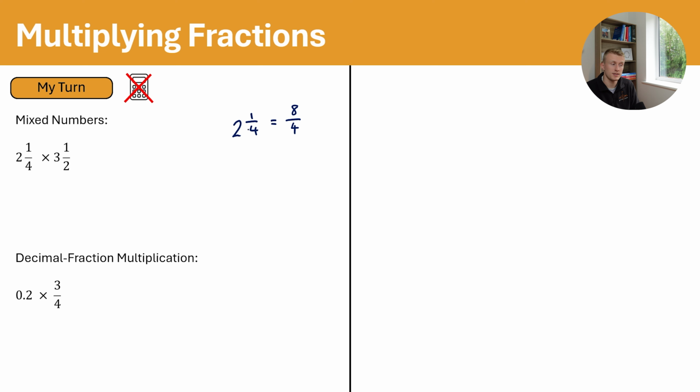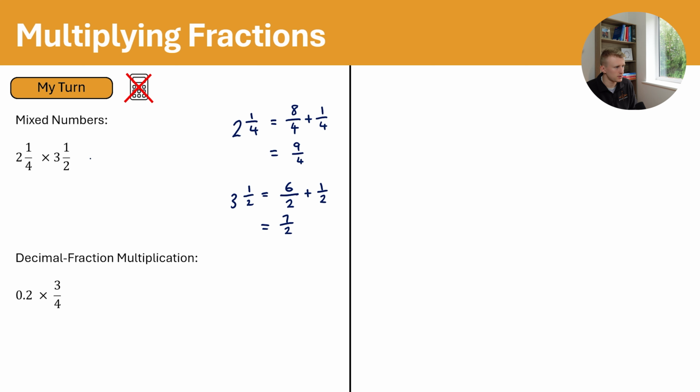Now what that has done is it's turned the whole number part, 2, into a fraction over 4, because 8 over 4 is 2. I then add on my fraction part, so I'll add on that 1/4, and then I can add 8/4 and 1/4 to give me 9/4. We'll do the same thing with 3 1/2. I'll do 2 multiplied by 3 to give me 6, write that over my denominator of 2. What I've done is I've turned 3 into 6/2, and then I add on my 1/2. 6/2 and 1/2 is 7/2, 7 over 2.